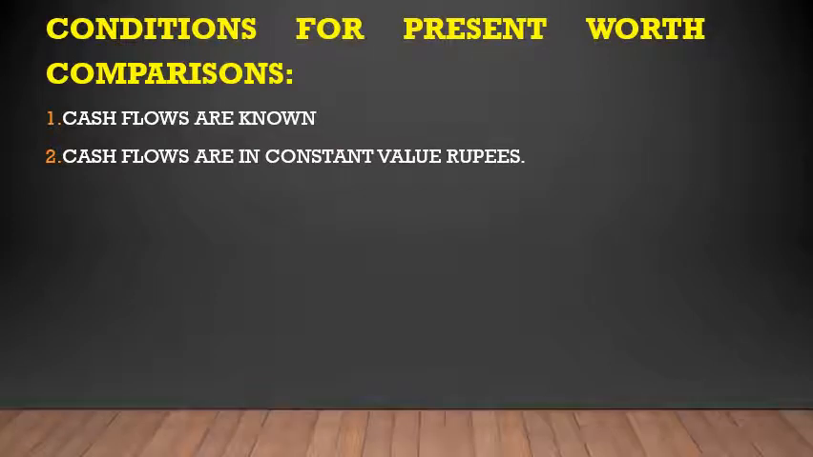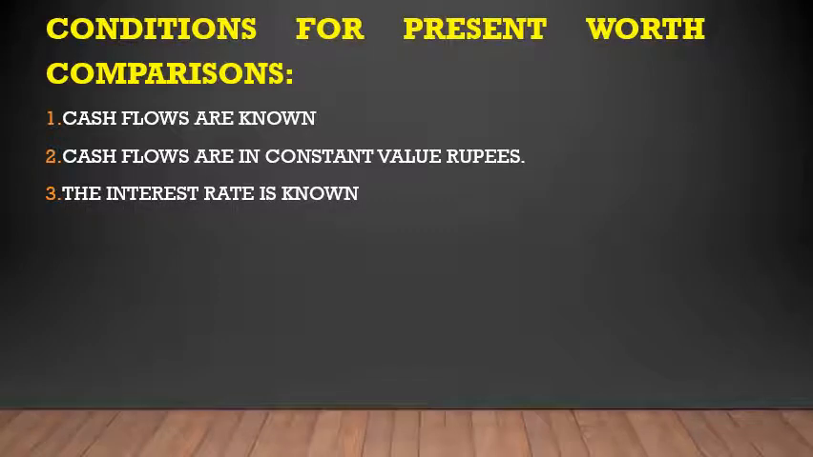Second assumption is that cash flows are in constant value rupees. Constant value rupees in the sense that, normally, over a period of time, the purchasing power of any currency will vary. This we have already discussed in our earlier module, and the main reason why the purchasing power of the currency changes is inflation. But when I'm comparing the alternatives based on their present worth, inflation is not considered. So the inflation rate is neglected.